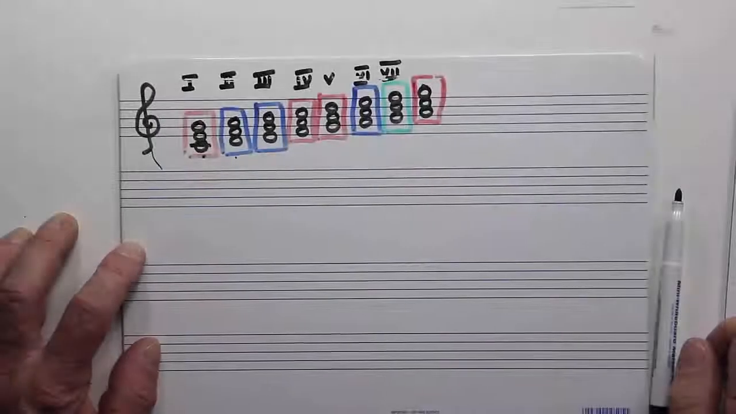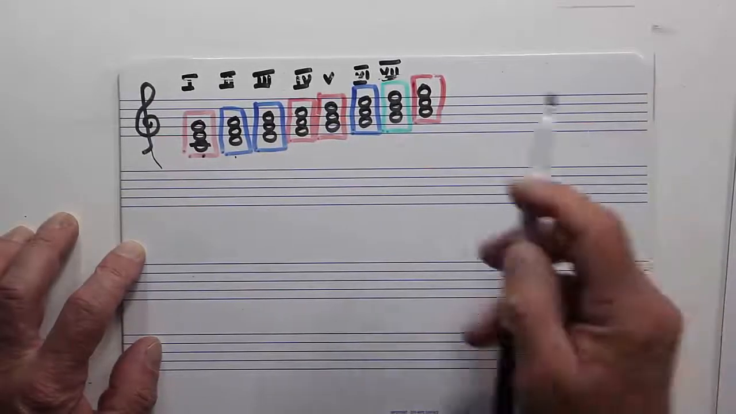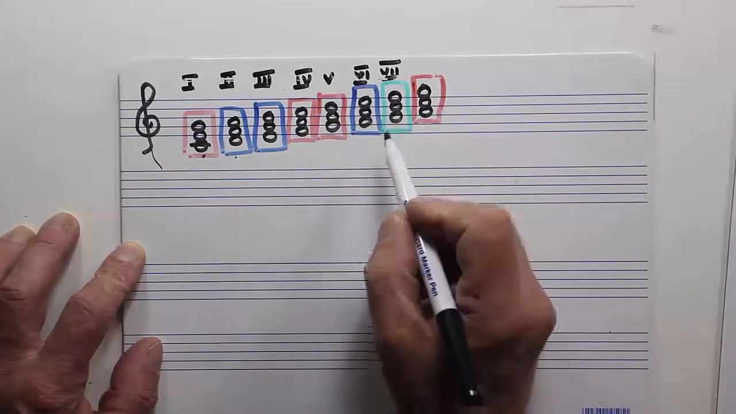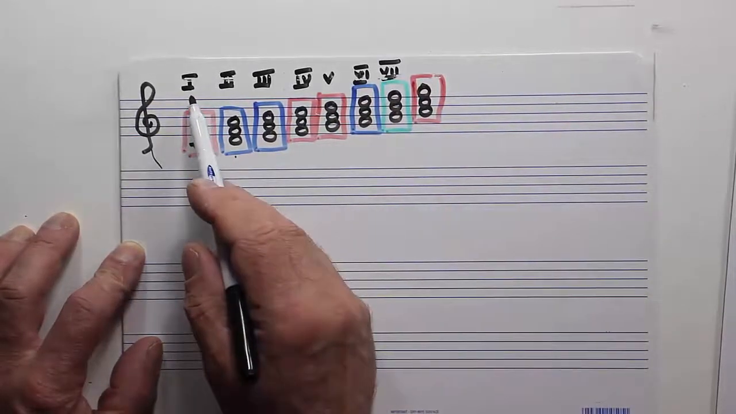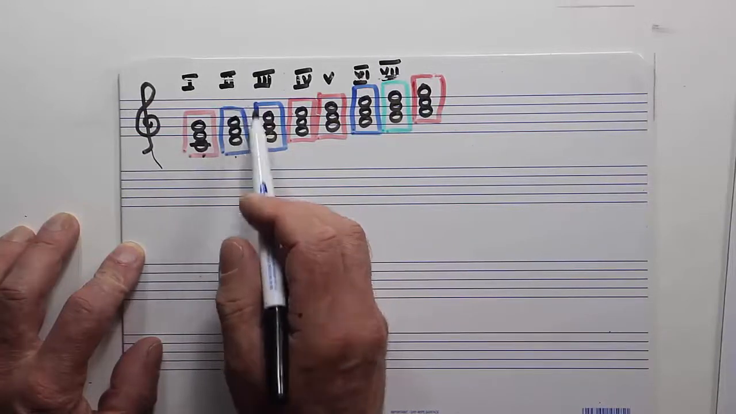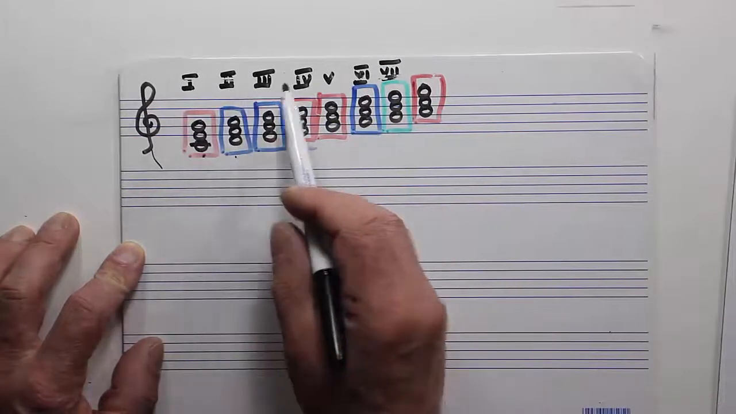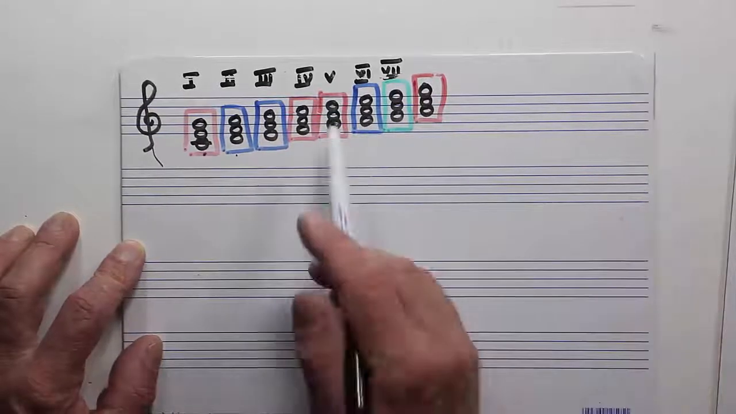Okay, so I just want to recap what we've just been talking about. If you look here, I've actually written down the numbers of the root names. So this will be chord 1, that will be chord 2, chord 3, chord 4, chord 5, chord 6, chord 7. If you notice, I've put it all in upper case letters.